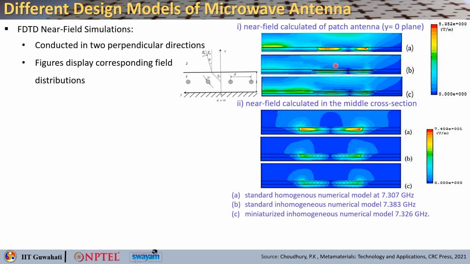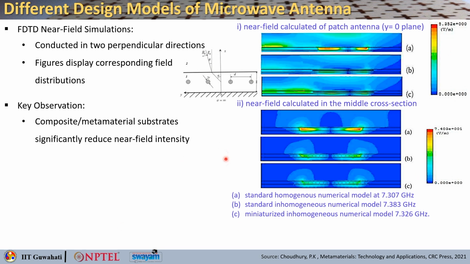So, this is for the near field calculated of the patch antenna at the y equals 0 plane. Now, figure 2 shows the near field calculated in the middle cross section along the x axis of the patch antenna, again for the 3 cases. Okay. So, these are all in V/m. So, these are basically electric field values which are plotted.